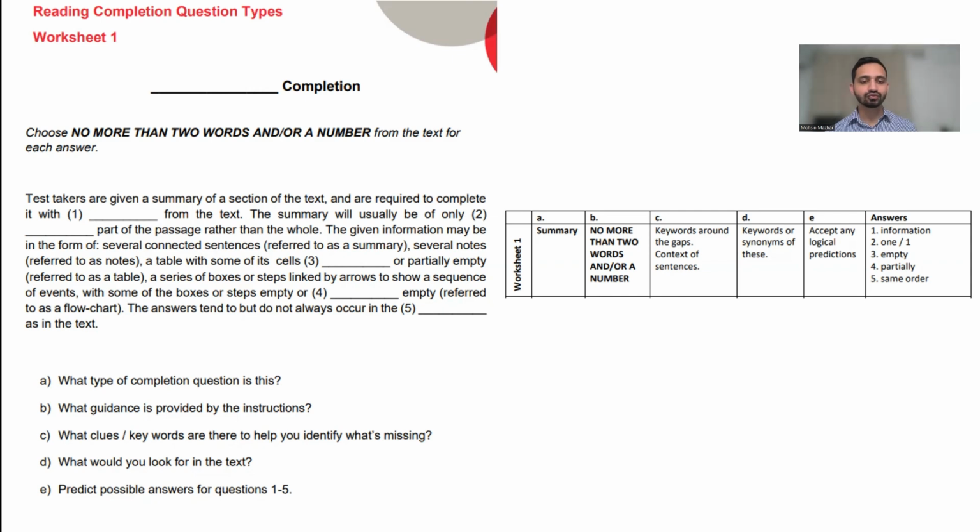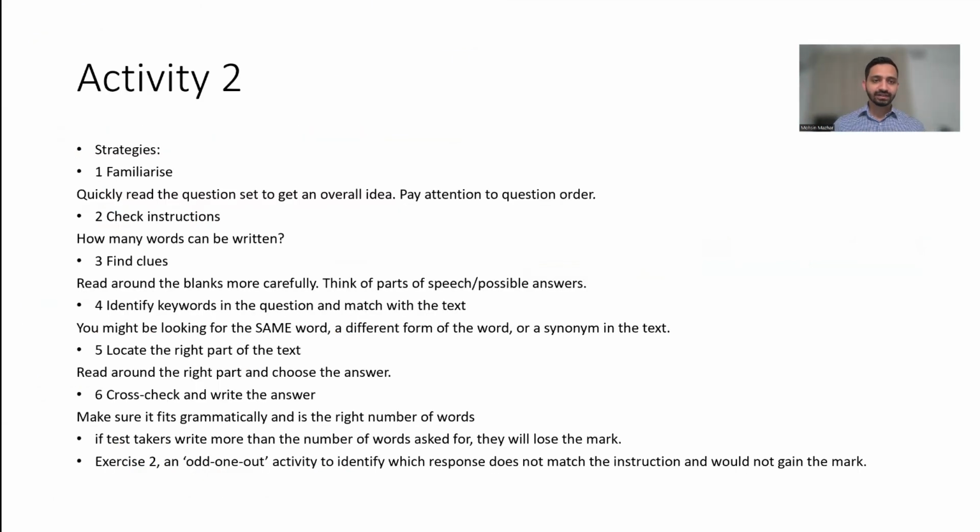The answers tend to, but do not always, occur in the same order as in the text. Number 5 is same order. So you've got an idea of how you would tackle the summary completion type of questions. Okay, let's look at this activity. Before we look at the activity, we're going to look at a few of those. We will look at note completion, we'll look at table completion, different types.